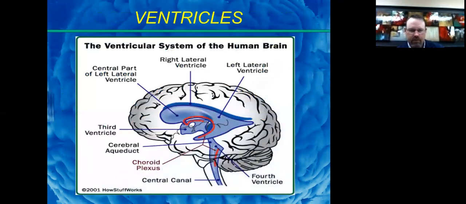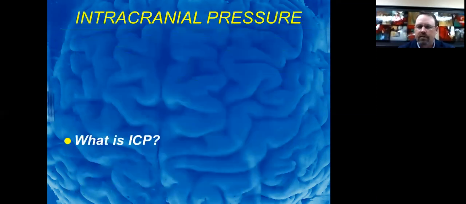The ventricular system of the human brain is where the cerebral spinal fluid is stored and partially created. You have the left and right ventricle. You have the central part of the left lateral and right ventricle. You have the cerebral aqueduct, choroid plexus, and the central canal and fourth ventricle. And this is typically in the left or right ventricles where you want to cannulate to do invasive ICP monitoring.